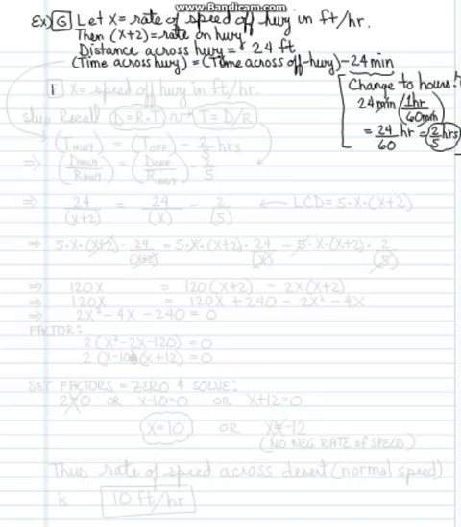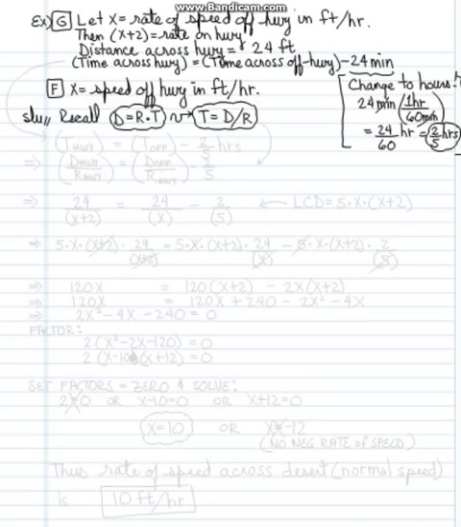Okay, here's what they want us to find. Find x equals speed, the rate of speed off the highway in feet per hour, of course. And here's our solution. Recall, a formula we know from physics is distance equals rate times time. And we can solve this little equation for time. Time equals distance divided by rate. We just divided both sides by the rate to get that.